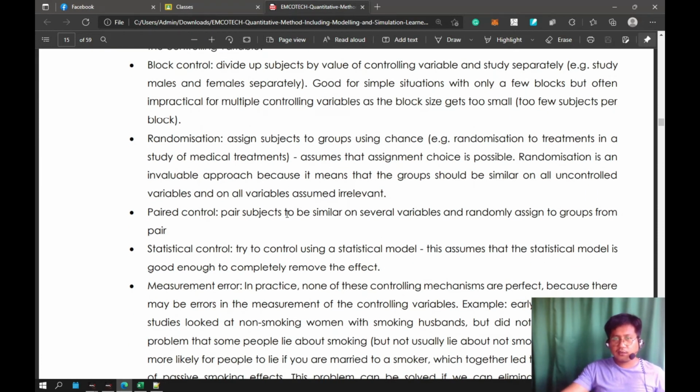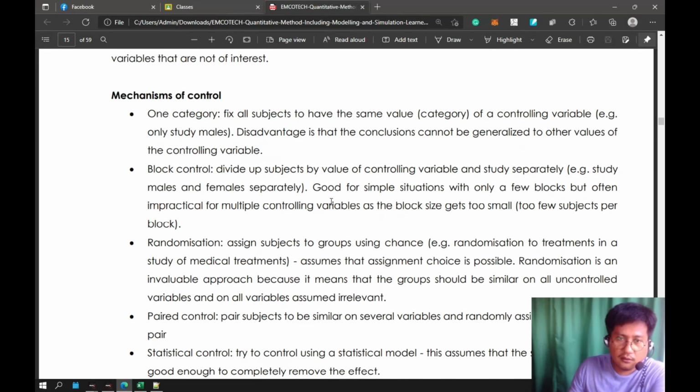Then randomization: assign subjects to groups using chance. In a study of medical treatments, assume that the assignment choice is possible. Randomization is an invaluable approach because it means that the groups should be similar on all uncontrolled variables and on all variables assumed relevant. So this is how we categorize our subjects and research.